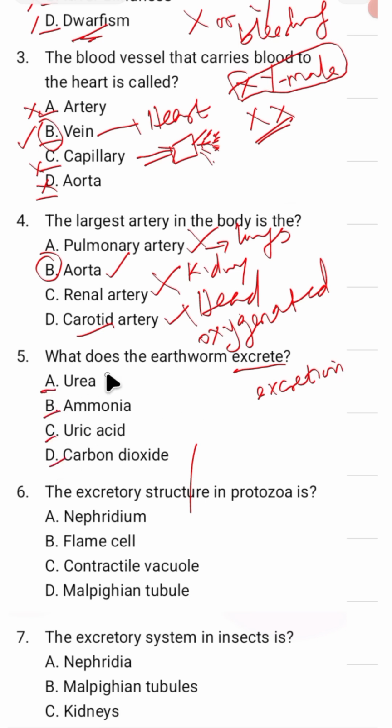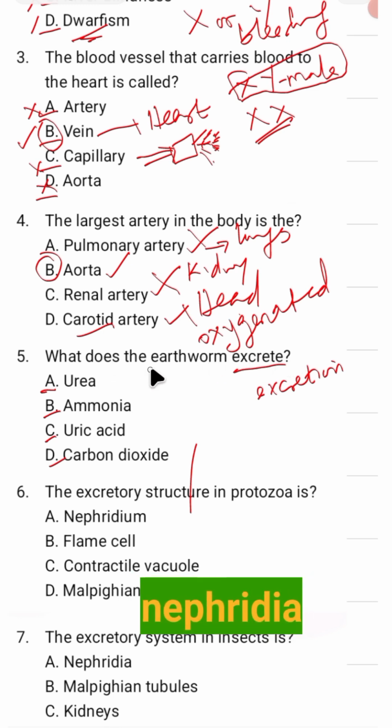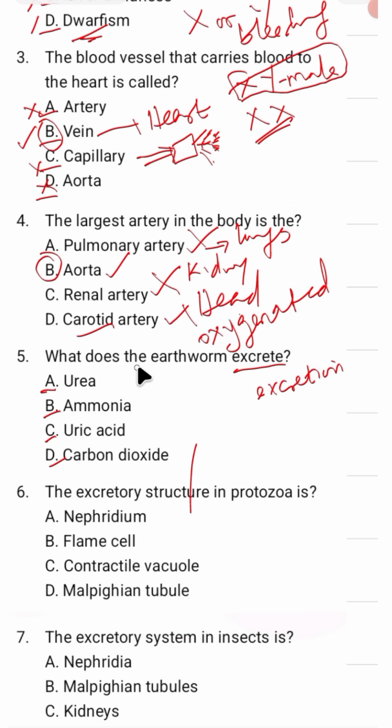So let's look at the first one. So let's look at it this way. What do earthworms use for excretion? Earthworms actually use what is called nephridia for excretion. And this nephridia produces what? The main product there is urea. And you know urea is less toxic than what is called ammonia. Urea is less toxic than ammonia. And basically, organisms that live in moist environments actually excrete urea.